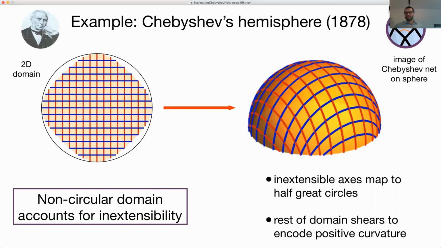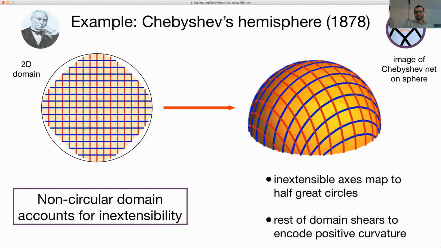So Chebyshev himself actually said, we want to understand a shoulder. He said, okay, the best approximation to a shoulder is a hemisphere. Let's try to understand if we can put a Chebyshev net on a hemisphere. And so he wrote down and was able to actually solve the Gauss equation on the hemisphere.